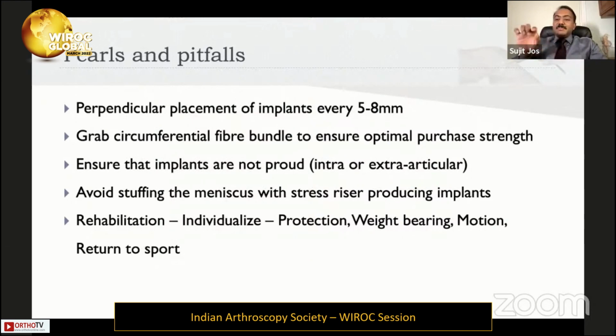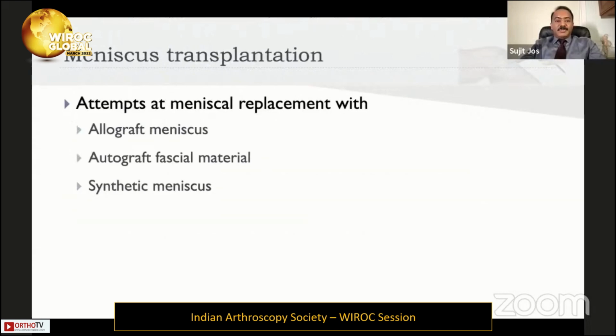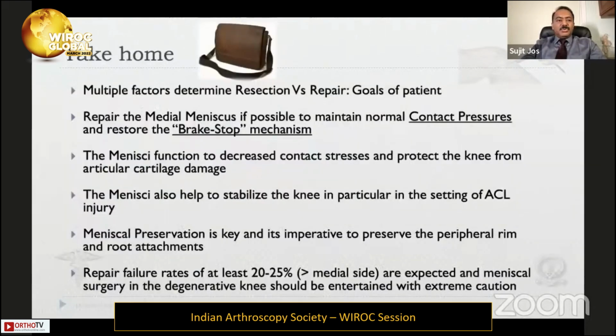Perpendicular placement of the implant, every 5 or 8 millimeters, up to 10 millimeters, you need one implant to fix. Grab circumferential fiber bundles to ensure optimal purchase strength. Ensure that implants are not too proud, either intra- or extra-articularly. Avoid stuffing the knee with too many implants because they can cause stress risers and can produce separate tears sometimes. Rehabilitation, again, individualize, and protection and weight bearing are quite important. So now meniscus allografts, autografts, synthetic meniscus are all coming into vogue.